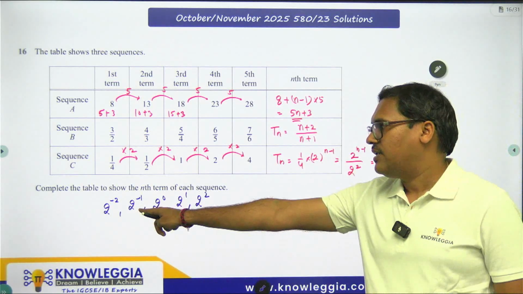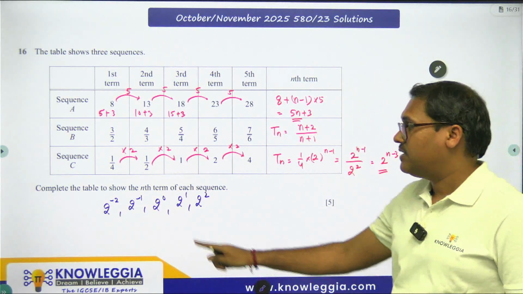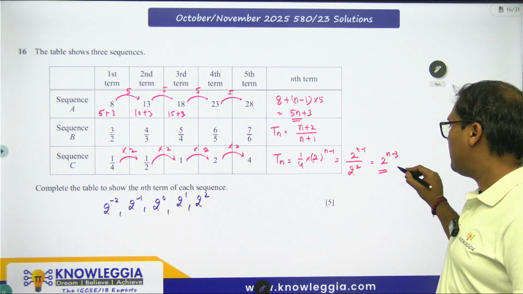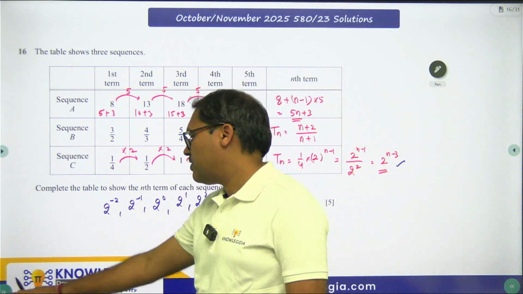Then n equal to 1, this is 2, this is 2 raised to minus. At n equal to 3, this should be 2 raised to 0. So this is the answer for this question. I hope this is clear. A very common, very typical question for your exam.